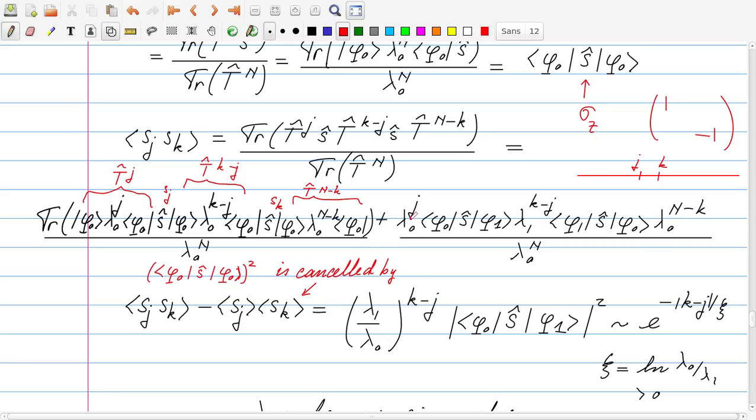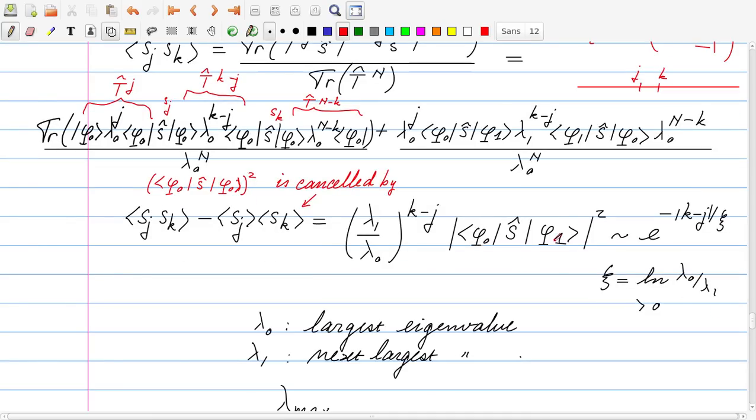Now these j lambdas are cancelled by lambda zeros in the denominator. These n minus k lambda zeros are also cancelled, and what is not cancelled is the lambda 1, which occurs k minus j times, and in the denominator then I have instead of that k minus j lambda zeros. So in total I have lambda 1 over lambda 0 to the power k minus j, and that is multiplied then by this matrix element squared, and that is then the absolute value, because this is the Hermitian conjugate of this, the conjugate of this one.